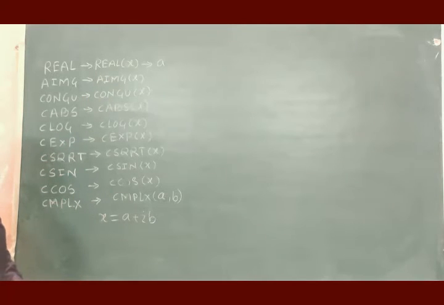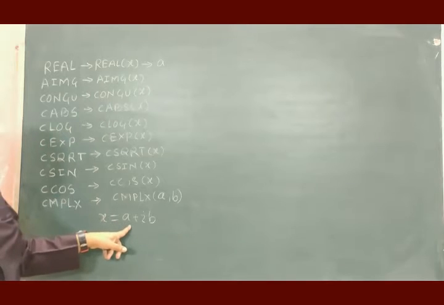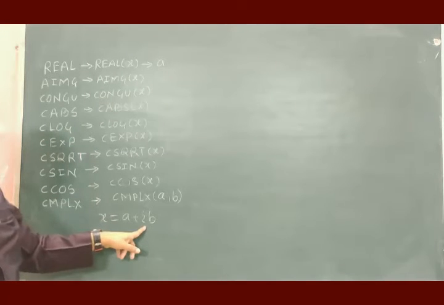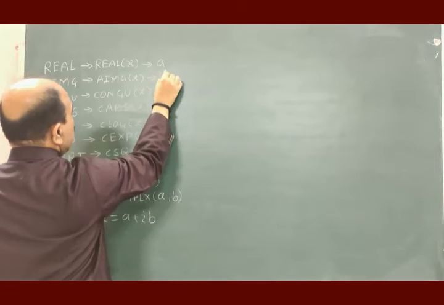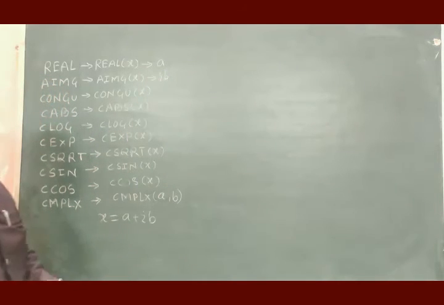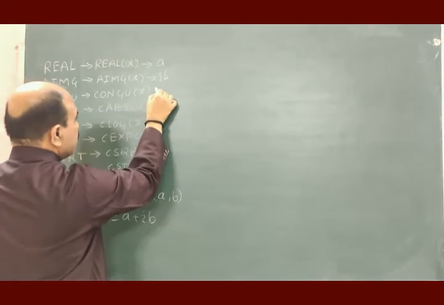AIMAG is the imaginary part of argument x. What is argument x? A plus ib. And what is the imaginary part? The answer to this will be b. CONJG is the complex conjugate of argument x. And what will be that?